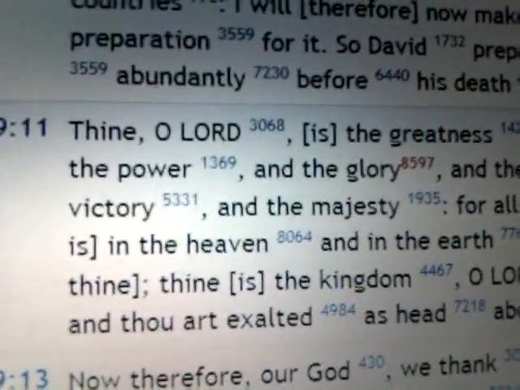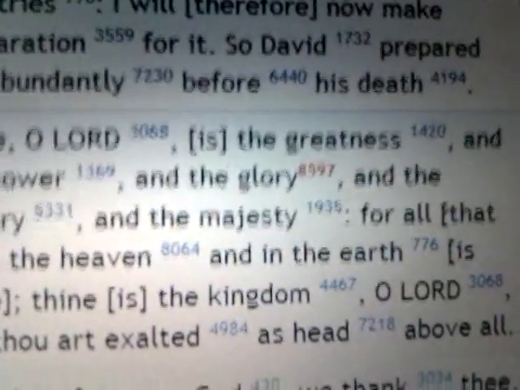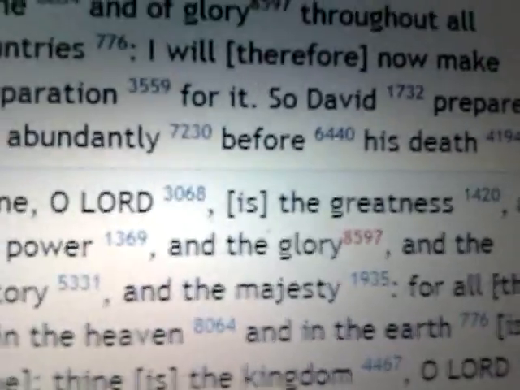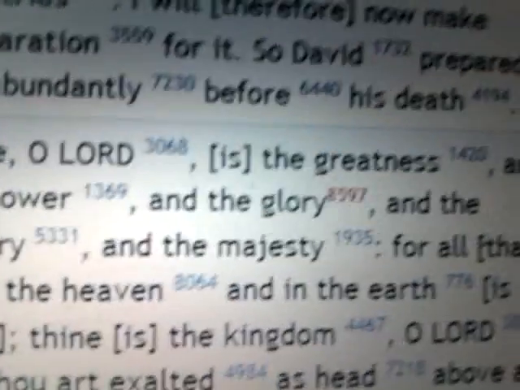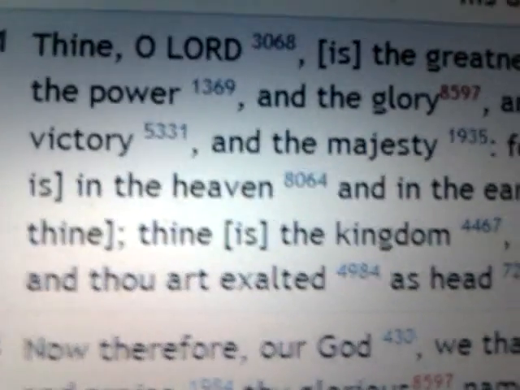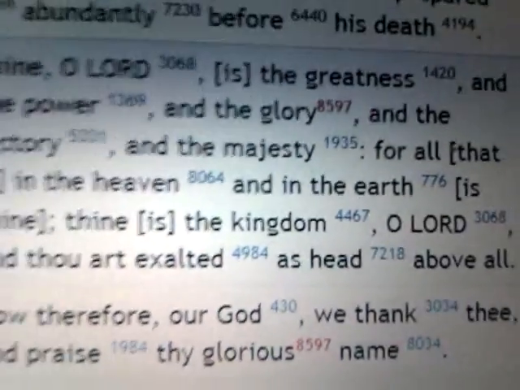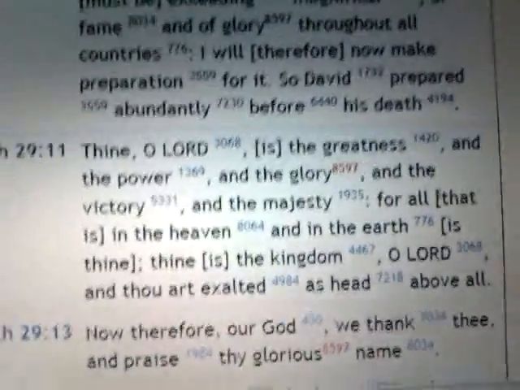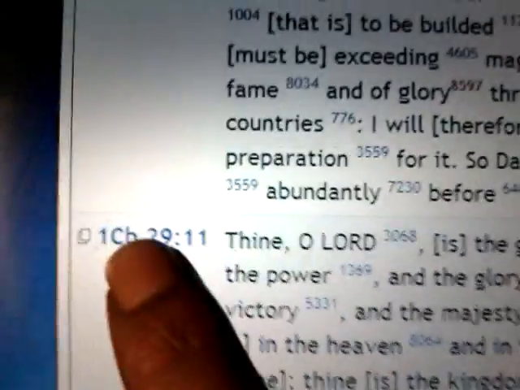Now here in 1 Chronicles 29:11, thine, O Lord, is the greatness and the power and the what? Glory. Sounds like the prayer: the greatness, the power, and the glory, and the victory, and the majesty, for all that is in the heaven and in the earth is thine. Thine is the kingdom, O Lord, and thou art exalted as what? Head. So here's what's interesting above all.